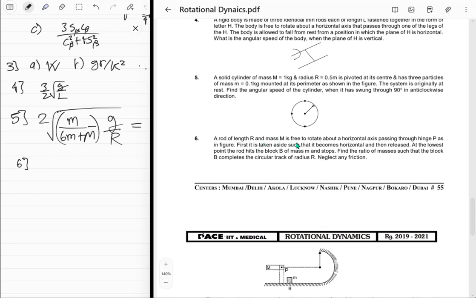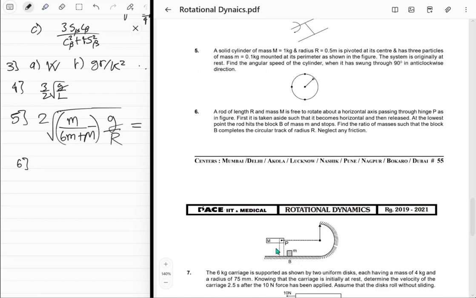A rod of length L, mass M, is free to rotate about a horizontal axis passing through a hinge P in the figure. Okay, hinge P, some rod of length L, mass M, free to rotate about a horizontal axis. First, it is taken aside such that it becomes horizontal and then released at the lowest point. The rod hits the block P with mass m and stops.